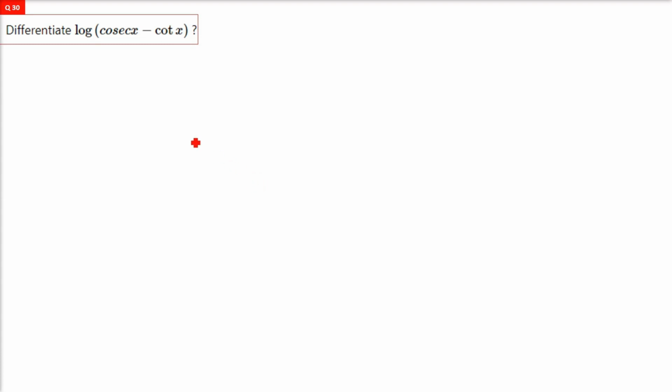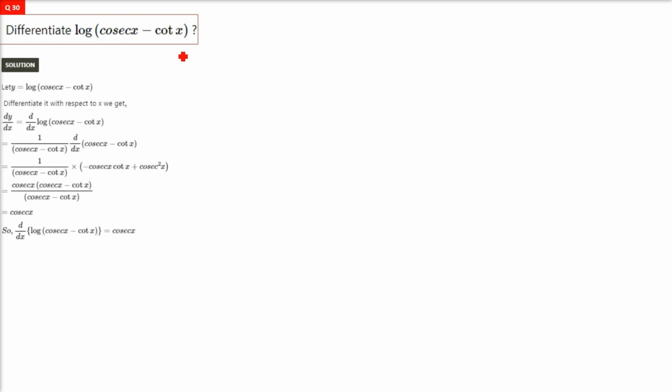Differentiate log of cosec x minus cot x. So this question is very straightforward, if you have done up till now or understood very well what we have just discussed. So this is not very complicated. You can try, but still I'll take it. Those who want to just go forward can just have a look and go forward, right?